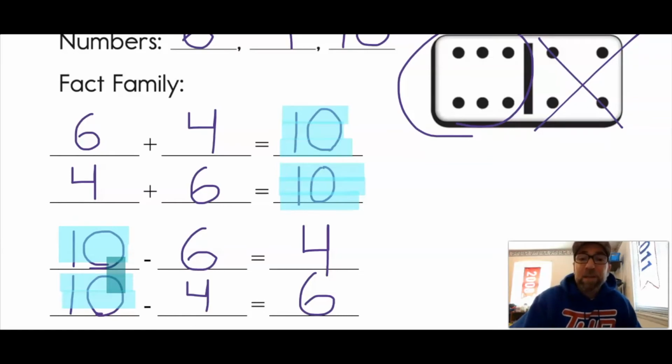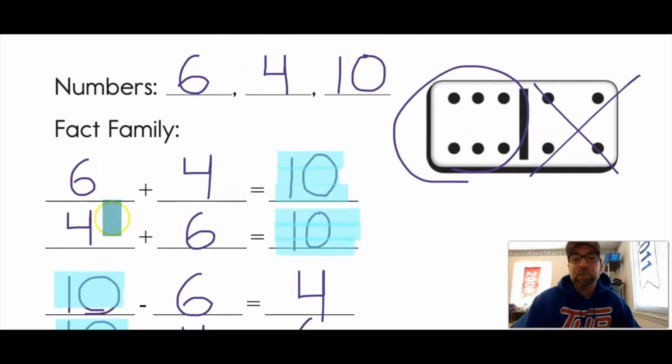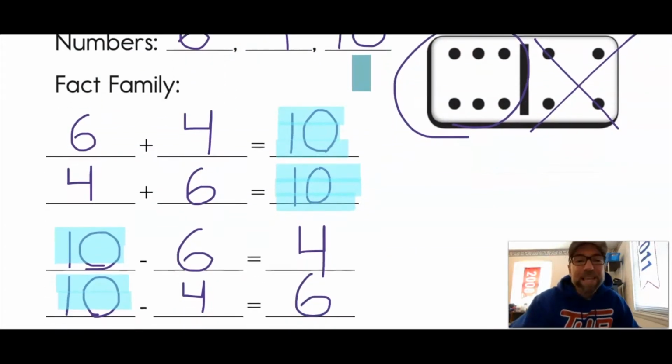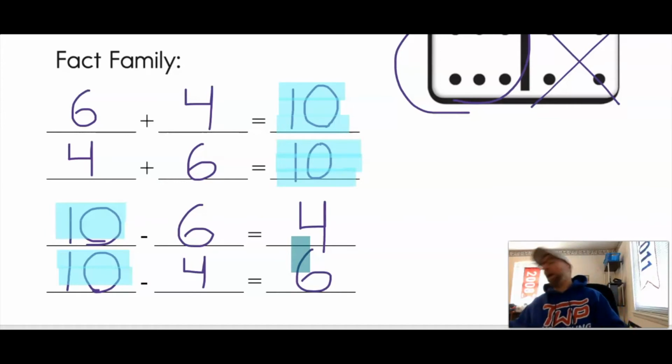Awesome job. So we started with a domino. And then we were able to find the 3 numbers on that domino. And then we came up with the fact family using those 3 numbers. Let's try another one. Go ahead and clear off your sheet protector.